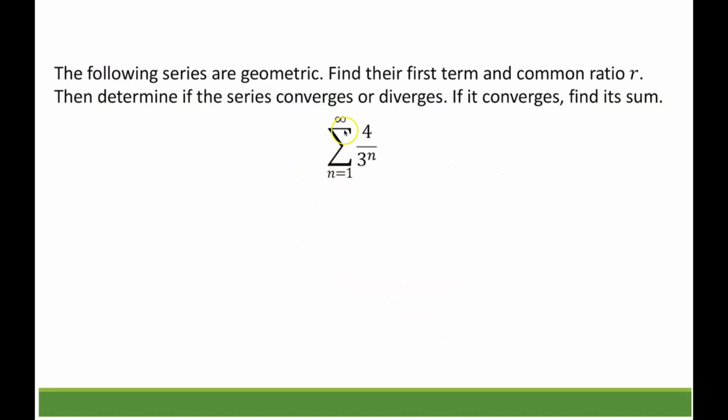Now we have the sum of n equals 1 to infinity of 4 over 3 to the n. So we know this is geometric, we're told that it is.